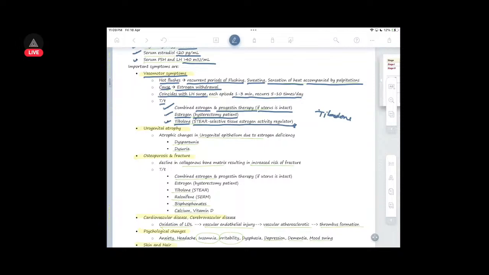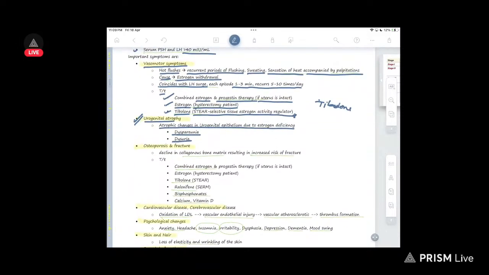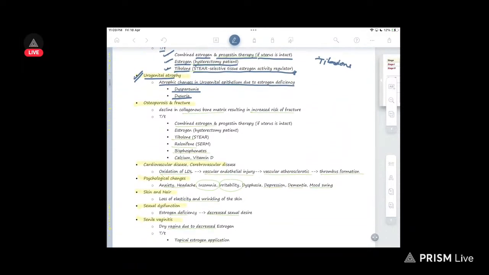Then urogenital atrophy. This is the atrophic changes. Urogenital atrophy is the atrophic changes in urogenital epithelium due to estrogen deficiency. It can be dyspareunia or it can be dysuria. Uterine atrophy will be there. Dyspareunia and dysuria: painful during sexual intercourse or painful while urinating.